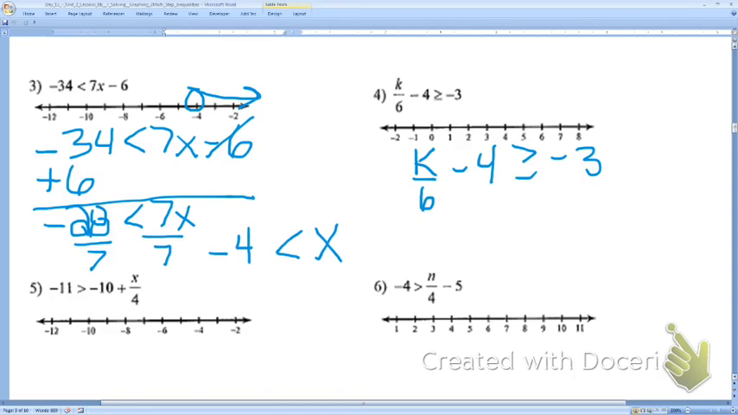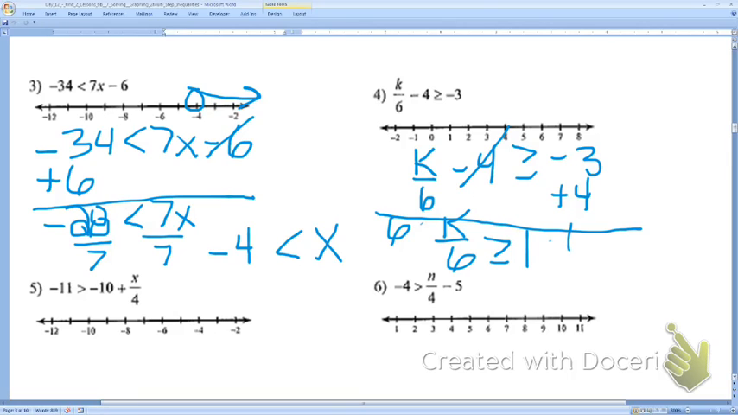Okay, I recopied number 4 so that I could work with it. I need to combine my like terms, so I move the 4 over. Because I combine like terms before I take care of any coefficients, I would not move that 6 over yet. So k over 6 is greater than or equal to positive 1. Opposite sign, so I had to subtract. The 6 is underneath my variable, so I need to move it up and multiply. So I multiply both sides by 6. So those 6's would cancel out, and I'm left with k is greater than or equal to positive 6.